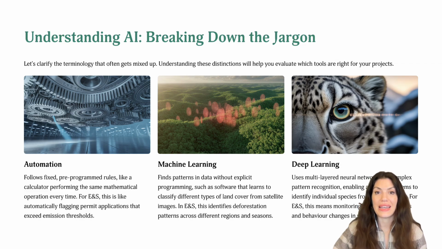Deep learning is a multi-layered neural network for complex pattern recognition. This enables advanced systems to identify individual species from drone footage, for example. In E&S, it might mean monitoring wildlife populations and behavior changes in protected areas.